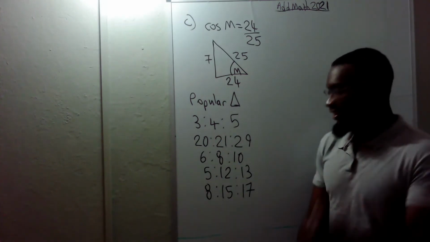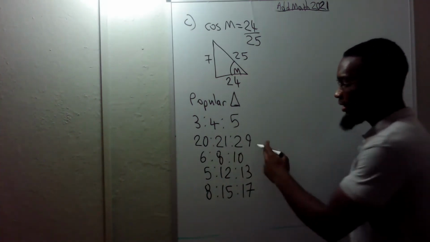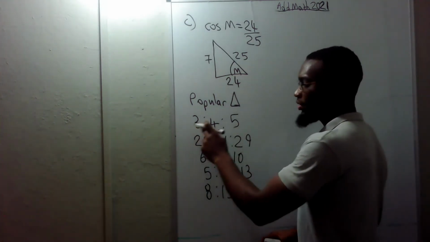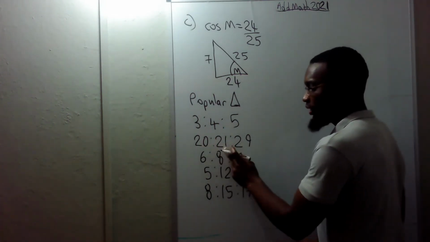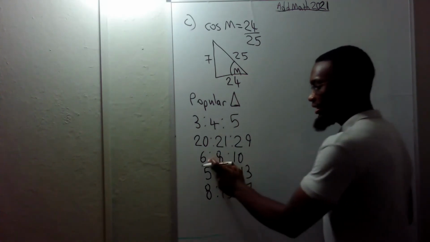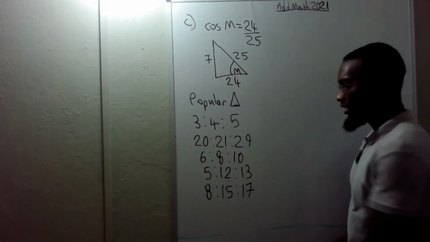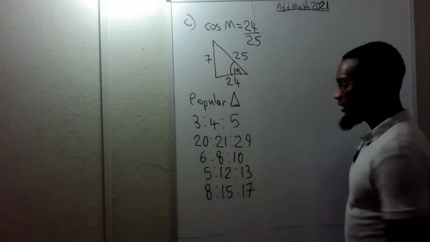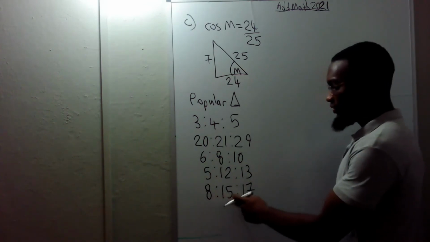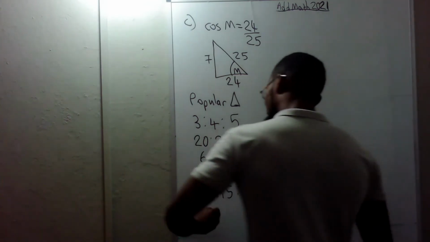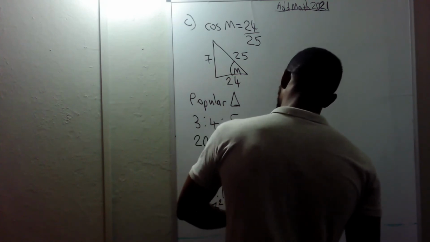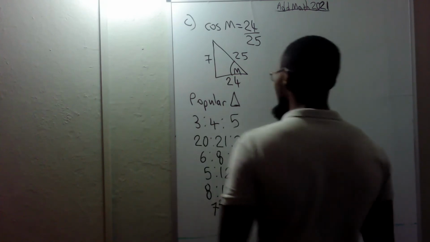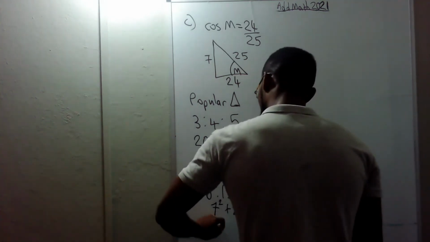So guys, you can always know them. These are popular triangles. This number squared plus this number squared gives this number squared. 20 squared plus 21 squared gives 29 squared. 6 squared plus 8 squared gives 10 squared. 5 squared plus 12 squared gives 13 squared. 8 squared plus 15 squared gives 17 squared. And finally, 7 squared plus 24 squared gives 25 squared. So the last one is the 7, 24, 25.